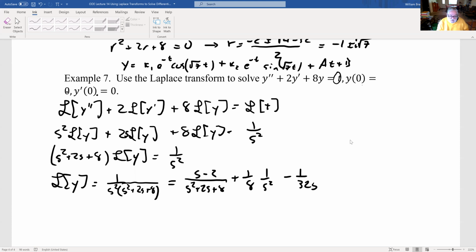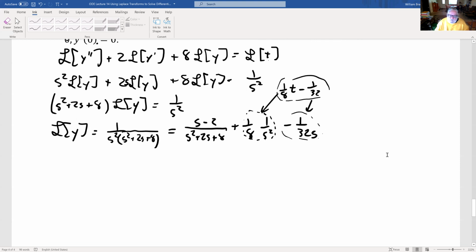So there's our solution. This term, we can recognize as the Laplace transform of t, right? 1 over s squared, so this is 1/8 times t, and this is the Laplace transform of just a constant, right? 1 over s is the Laplace transform of 1, so we get that. So there's our particular solution, 1/8 t minus 1 over 32. So I should do double arrows, right? Laplace transform of this is this, inverse Laplace transform of this is that.